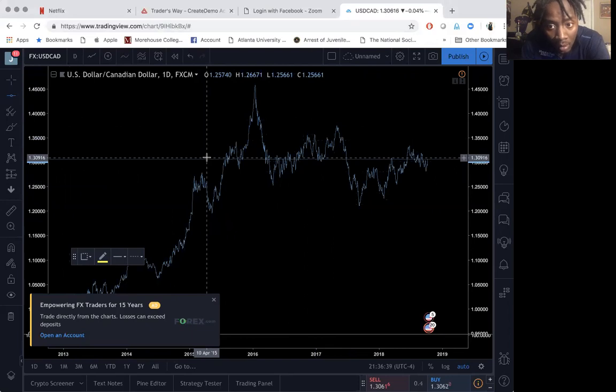price is respected from the bottom multiple times, also from the top right here, from the top here, bottom, bottom, played around, top, bottom. So I'm gonna go ahead and draw a line here.